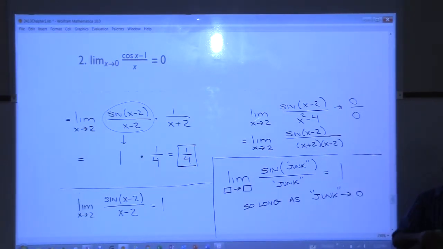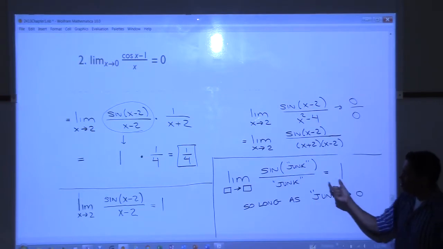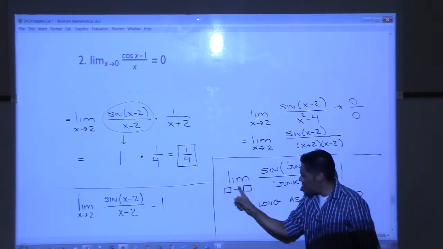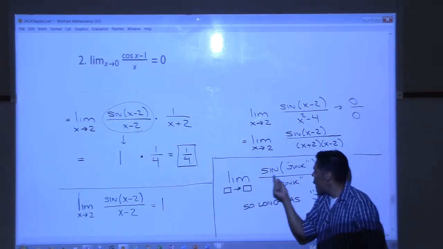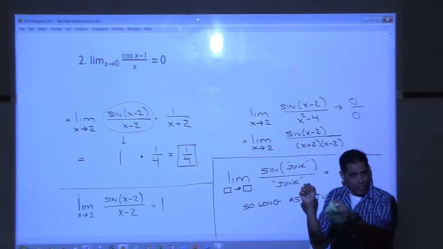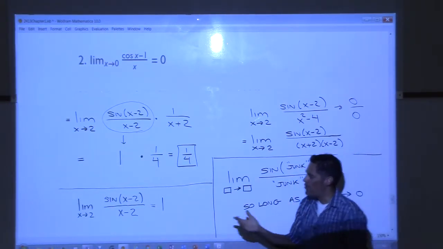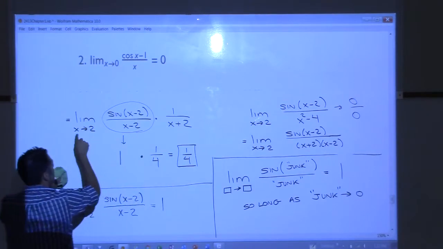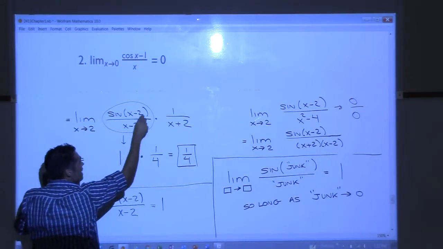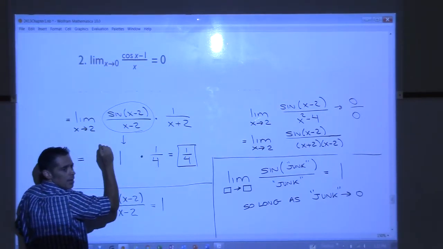Do y'all get this? Yes. What was the part about the junk going to 0? Like meaning it would cancel out? No. When I take this limit, whatever's in here needs to go to 0. So when we do this part right here, as x goes to 2, that junk is going to 0, right? And that one also.